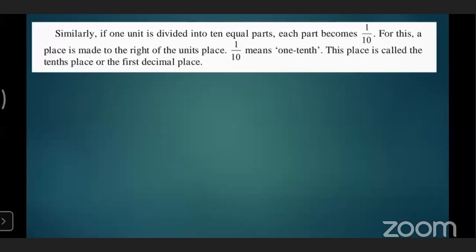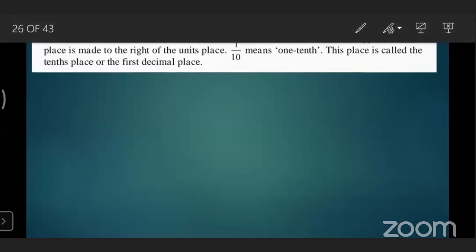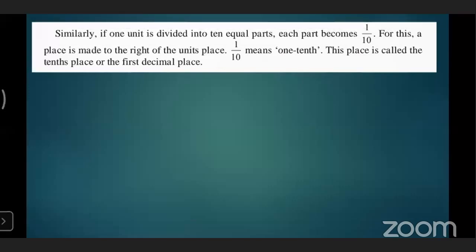Now, similarly, if one unit is divided into 10 equal parts, okay, previously we have divided 100 into 10 equal parts. After that, we divided tens into equal parts. Now, similarly, if one unit is divided into 10 equal parts, then each part becomes 1 upon 10. For this, a place is made to the right of the unit place. 1 upon 10 means 1/10. This place is called the tenths place or the first decimal place. Just see.